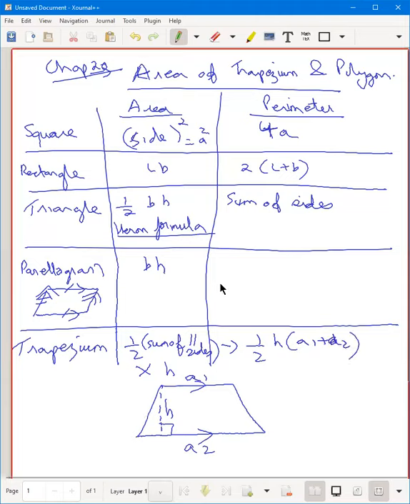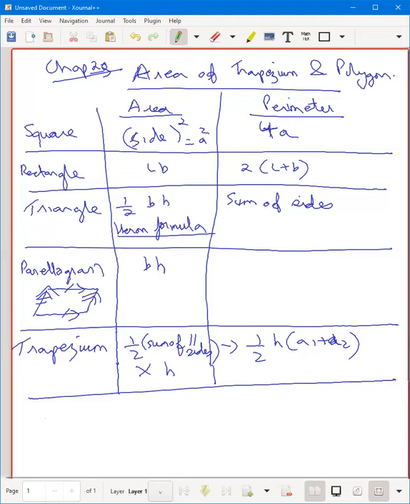Is anybody not understanding this? Please raise your hand if you're not understanding these concepts. Yes, Sarah Vastani, what is the problem? Which part are you getting a doubt in? Sir, I'm not understanding trapezium, the area of trapezium. Okay, I'll explain that to you with the help of an example.